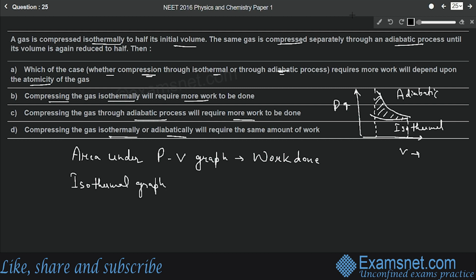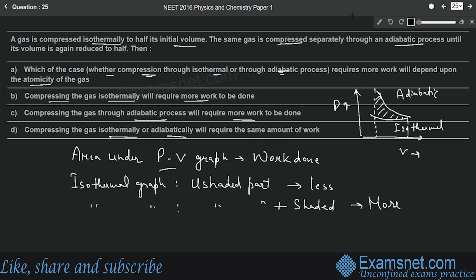So we know that isothermal graph has the area under PV graph as the unshaded portion. Unshaded part, that means the lower part. So this area is less as compared to that of adiabatic. Because when we see the adiabatic graph, it is the unshaded part plus the shaded part. The total area is shaded plus unshaded, that is more than that of isothermal. So we can say that the area under the PV graph is more for adiabatic compression. So the work done will also be more for adiabatic compression.